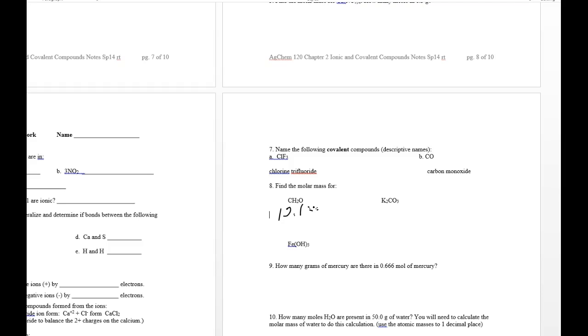All right, so for the K2CO3, we do it exactly the same way, wouldn't we? Okay, so what is the molar weight for K? 39.1, so I've got to multiply that times 2. Carbon is 12, oxygen's 16, has to be multiplied by 3. So whatever 39.1 times 2, plus 12 plus 48, what did you come up with? 139.21.